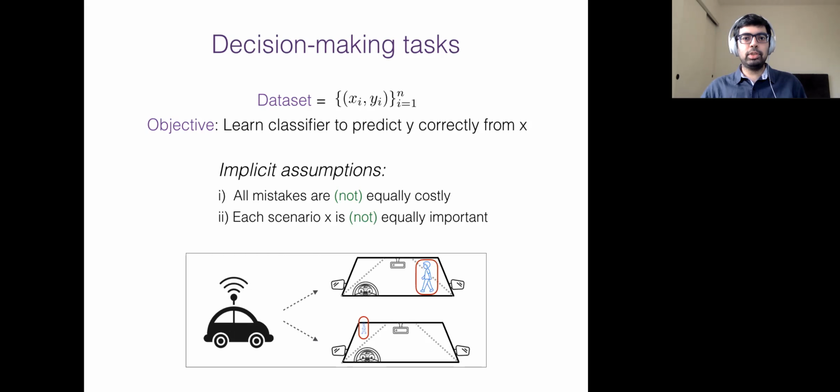Furthermore, consider the two scenarios shown in the picture. One where a person is crossing the road, and the other where the person is walking far away from the roadside. Clearly, identifying the person correctly is far more important in the first case as compared to the second one.